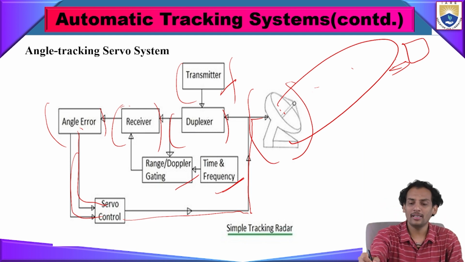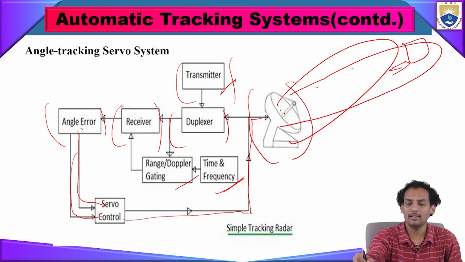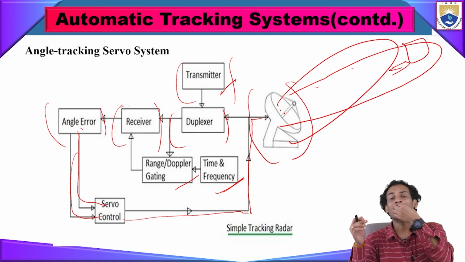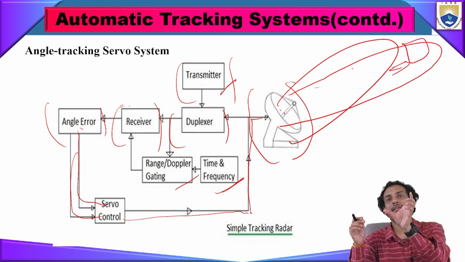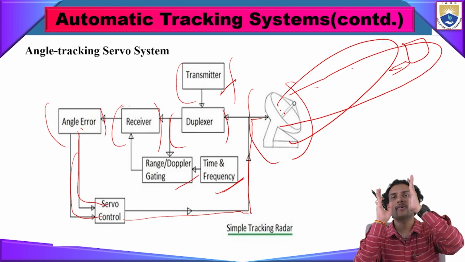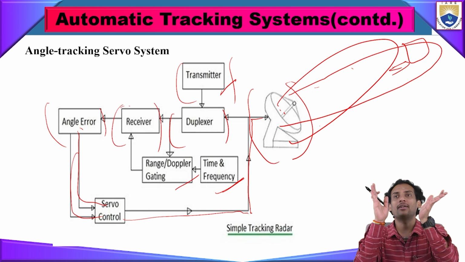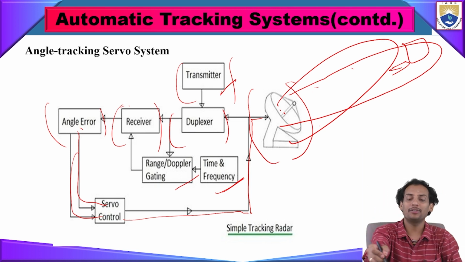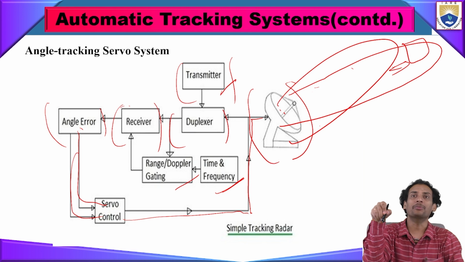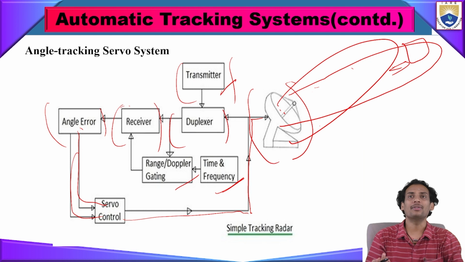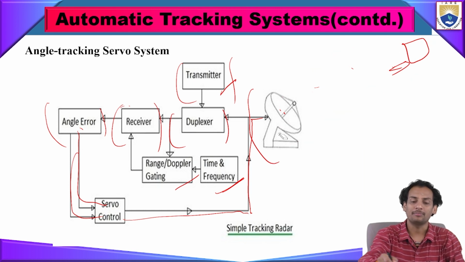So after detecting the signal, the signal range will be like this, so that it is in the range of the radar. Once it is in the range of the radar, even if the target movement is rapid, the radar will also move according to the target movement. For that moving system, there will be some mechanical means and automatic means inside. Okay.